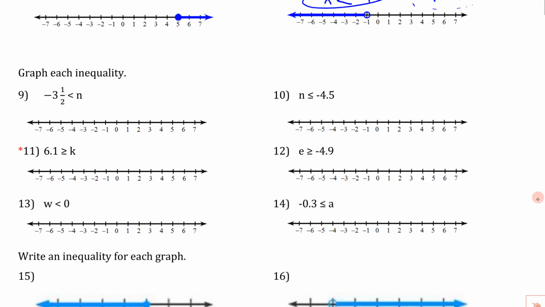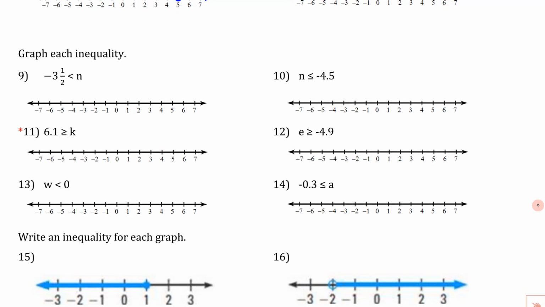Let's slide down here and let's take a look at number 11. On number 11, we've got a decimal. Now it's tough to graph decimals perfectly on a number line, but we can get fairly close here. So we're going to do 6.1. I'm going to put a circle about right here, and then I'm going to label it. I'm going to put a 6.1 so nobody could doubt that we know what we're doing. Okay, we are going to fill that in.